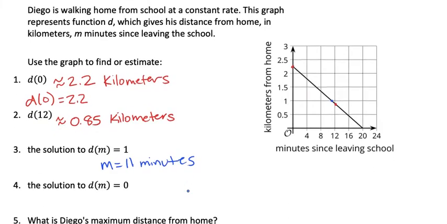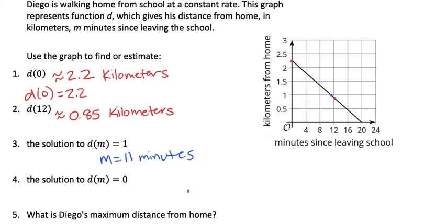Number 4 is the solution to d of m equals 0. So now 0 is the y coordinate, and I want to find the x coordinate. This one, it looks like it's right on the line here at 20, so I'm going to say that it's 20 minutes. And this is also the x-intercept of the graph.